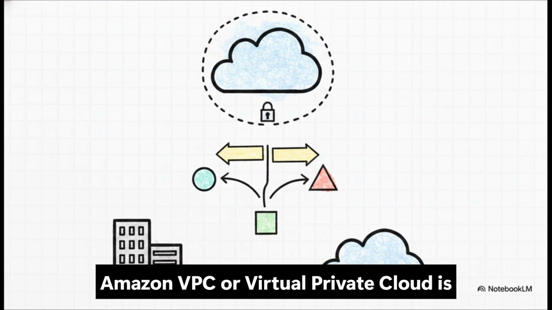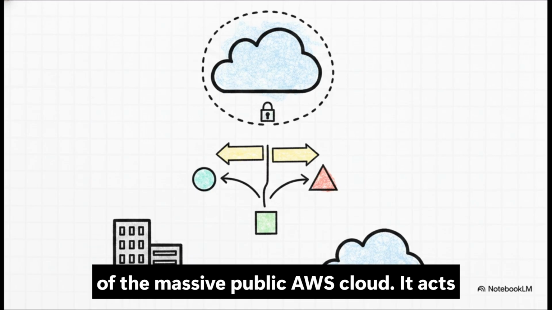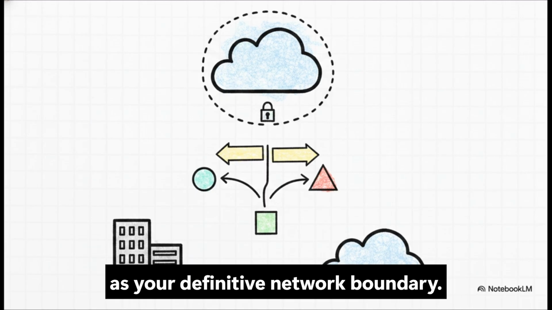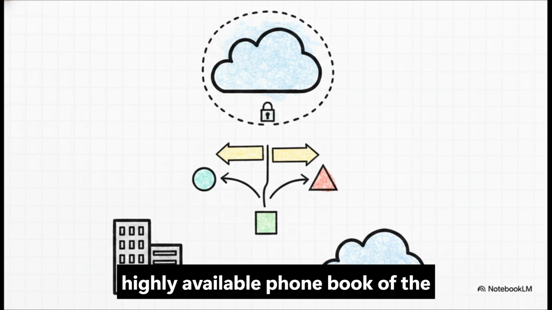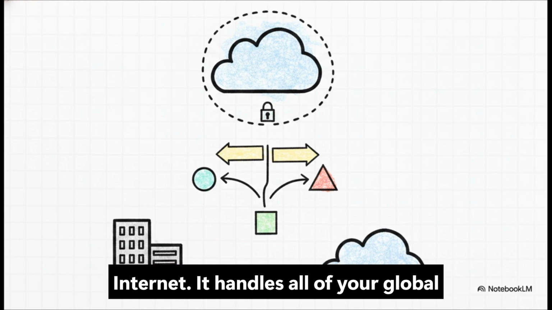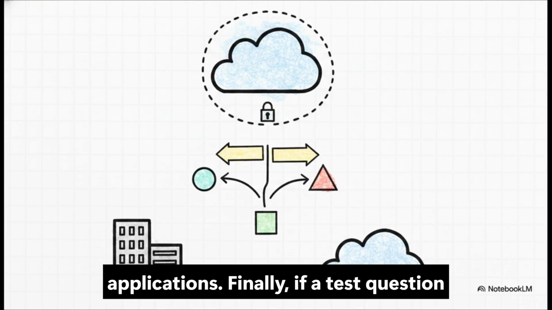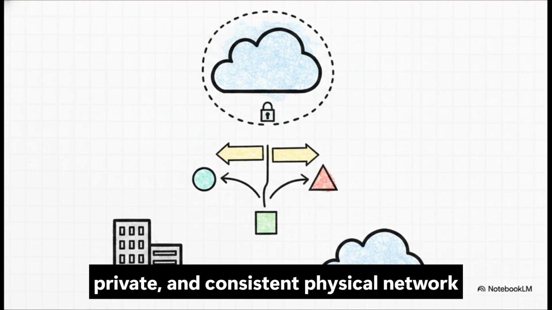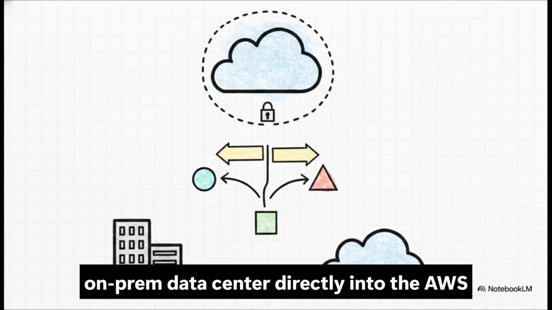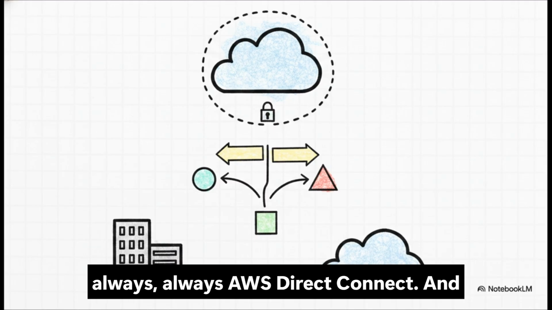Your Amazon VPC, or Virtual Private Cloud, is your own private, securely isolated slice of the massive public AWS cloud. It acts as your definitive network boundary. Next, think of Amazon Route 53 as the highly available phone book of the internet. It handles all of your global DNS routing and directs users to your applications. Finally, if a test question asks about establishing a dedicated, private, and consistent physical network connection straight from a corporate on-prem data center directly into the AWS cloud environment, the correct answer is always AWS Direct Connect.